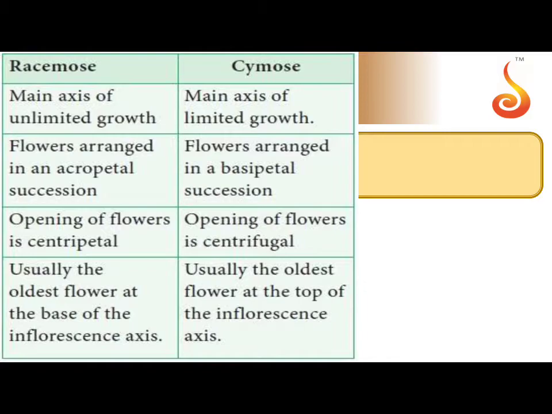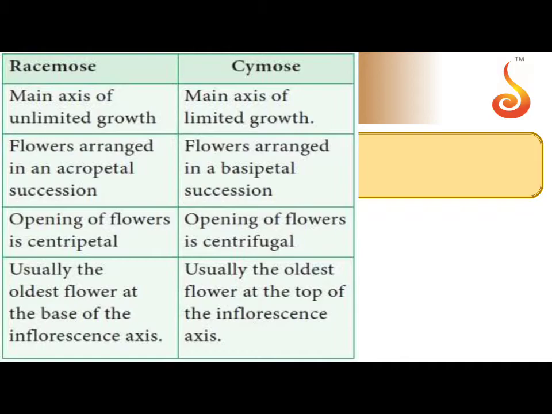You can see the differences here. Main axis of unlimited growth. We know the peduncle continues to grow in racemose, whereas in cymose, the peduncle has limited growth and the tip of the peduncle will end up forming a flower at its terminal position.